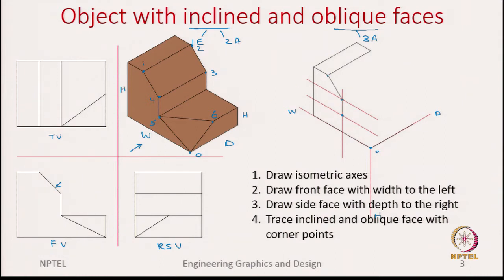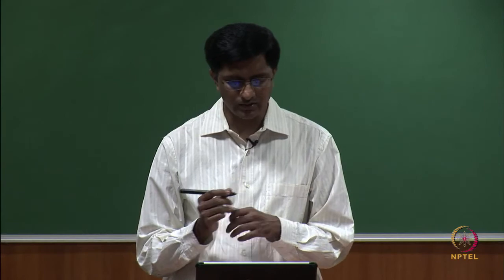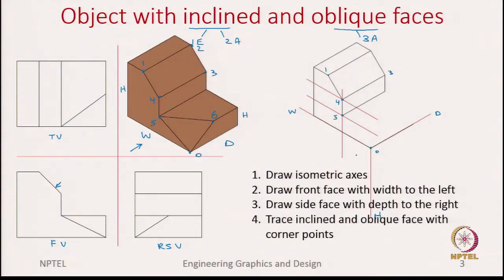Similarly, we continue. See, point 1 is already captured. Let me also name this point 4 and point 5 here. Similarly, we keep continuing and capture points 3 and the rest. Now, we are left with how to capture the oblique surface or the oblique face. For that, as we said, we have already captured 2 points of the oblique face, O and 5. We are left with capturing this point 6.